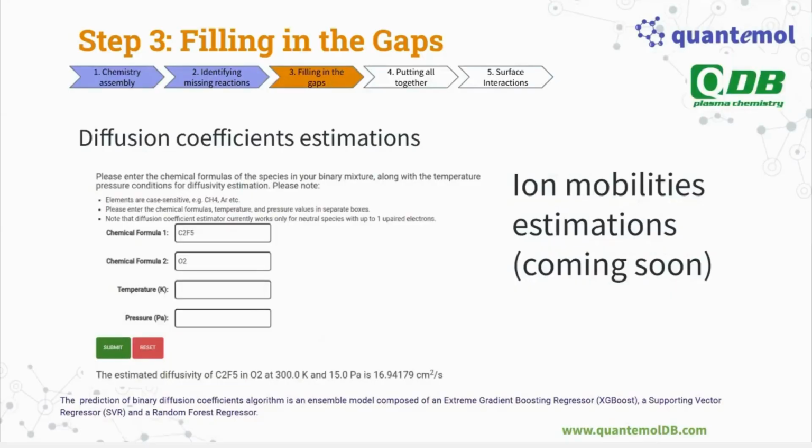The next step is the diffusion coefficients estimator. Again, we have a machine learning model for that. This is available for all Platinum membership users. And we are in the process of preparing a release for an ion mobilities estimator as well, hoping that all of this can help to assemble chemistry together.